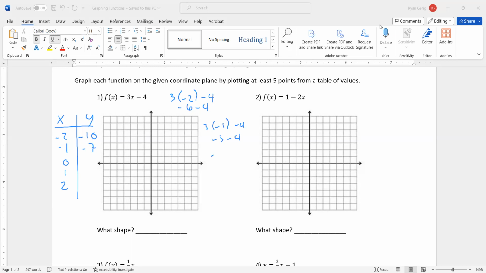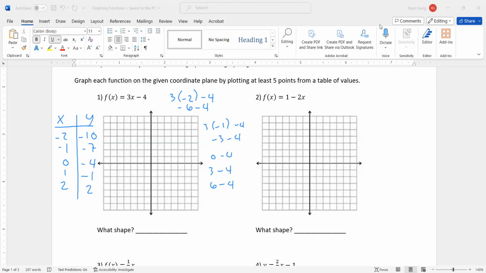3 times 0 is 0. Minus 4 is -4. 3 times 1 is 3. 3 minus 4 is -1. 3 times 2 is 6. 6 minus 4 is 2. So now I have 5 points. I can put those points on the graph and connect them. And you're going to make a line in this case, but won't always make a line. But in this case, you will.